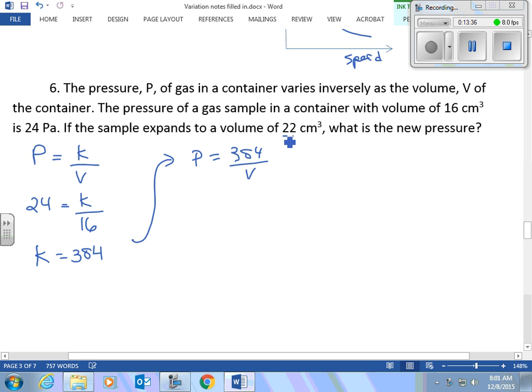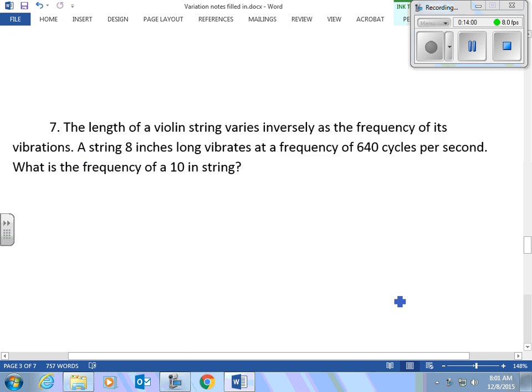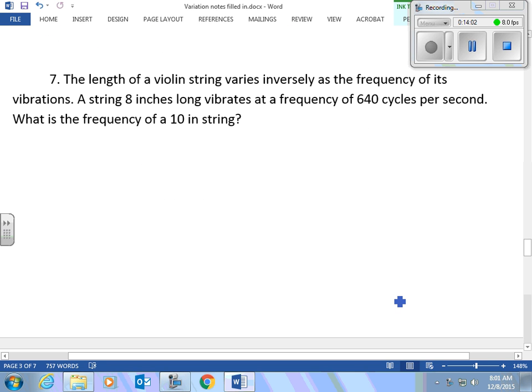But now we're looking at what's the pressure if we increase to 22 cubic centimeters. So P will be 384 divided by 22, so the pressure will be 17.5 pascals. Let me just fix that 17 there. Okay, let's look at another example. And again, feel free to press pause and work out the example on your own and then check it.